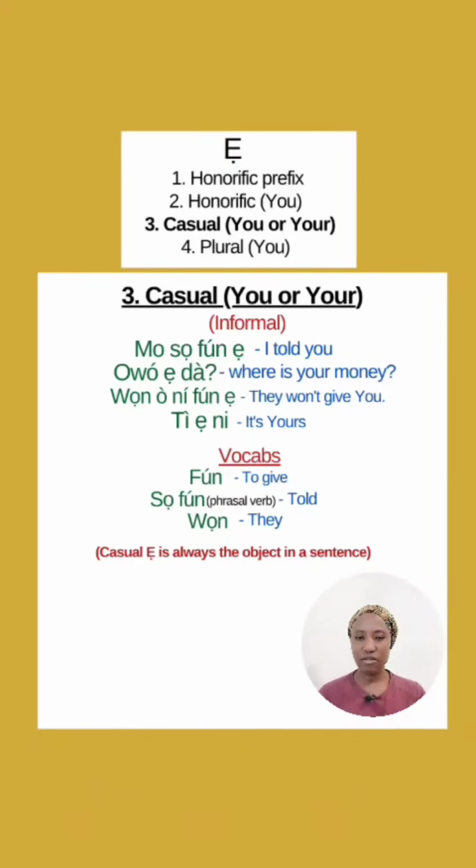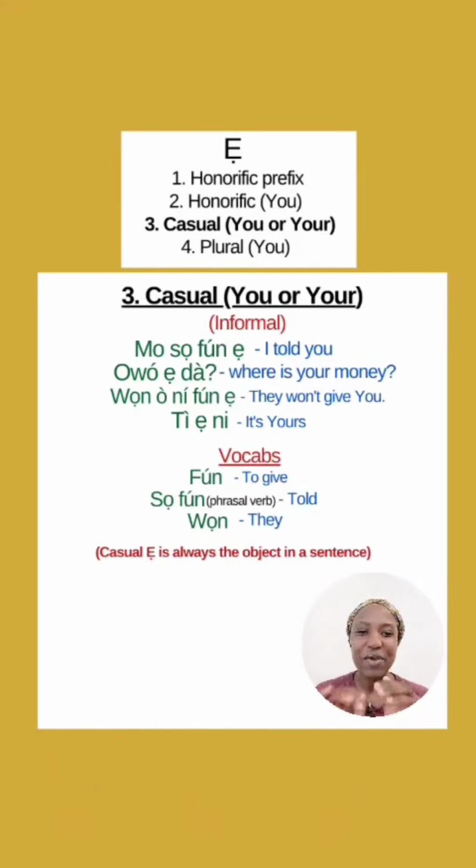Mo sọ fún ẹ, I told you. Now, this is a casual you or your. This is a casual one. You would not say to your parent, mo sọ fún ẹ. If your parents are anything like my folks, the next thing landing on your face is this lap. Ṣé mi ló ń bá sọ̀rọ̀? Ó sọ fún ẹ? No.